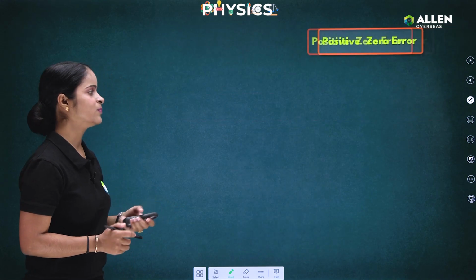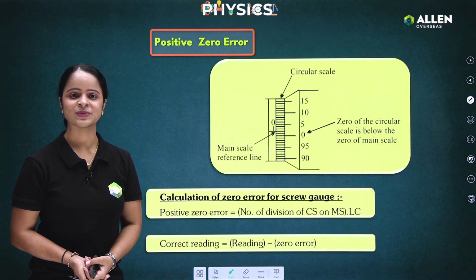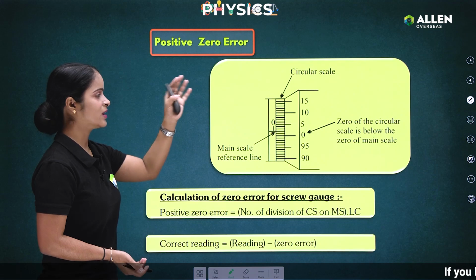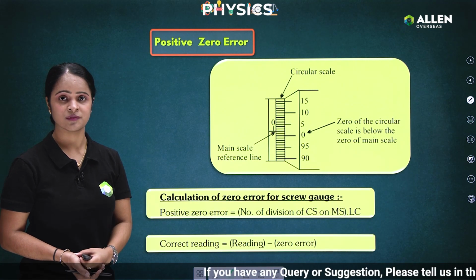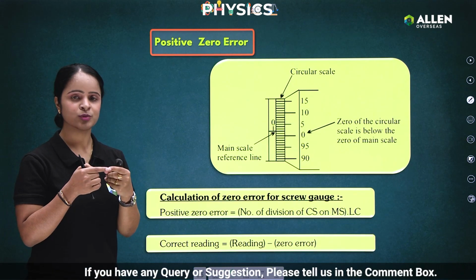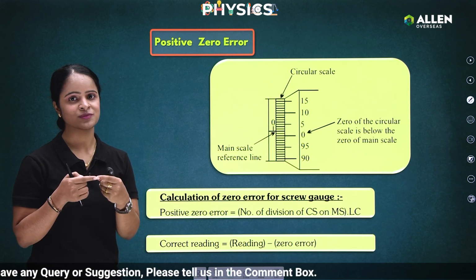So let's move ahead. Here in this slide, we are going to study about positive zero error. What is positive zero error? So positive zero error is a situation in which you are going to find there should be no object in between the jaws of the screw gauge.